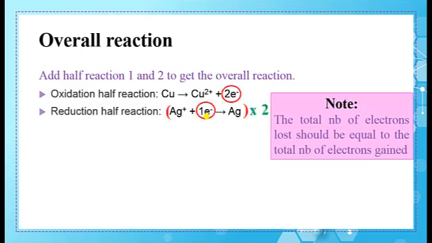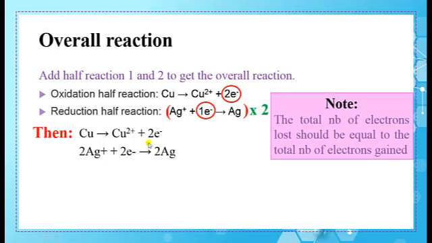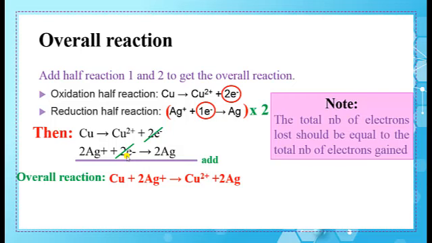We can multiply the reduction half reaction by 2. Then the oxidation half reaction becomes Cu gives Cu2+ plus 2 electrons. Nothing changes because we do not multiply it. While the reduction half reaction becomes 2Ag+ plus 2 electrons gives 2Ag. Now the electrons lost are equal to the electrons gained. Now we can add these two half equations. We cancel the 2 electrons gained and lost, and we get the overall equation, which is Cu plus 2Ag+ gives Cu2+ plus 2Ag.